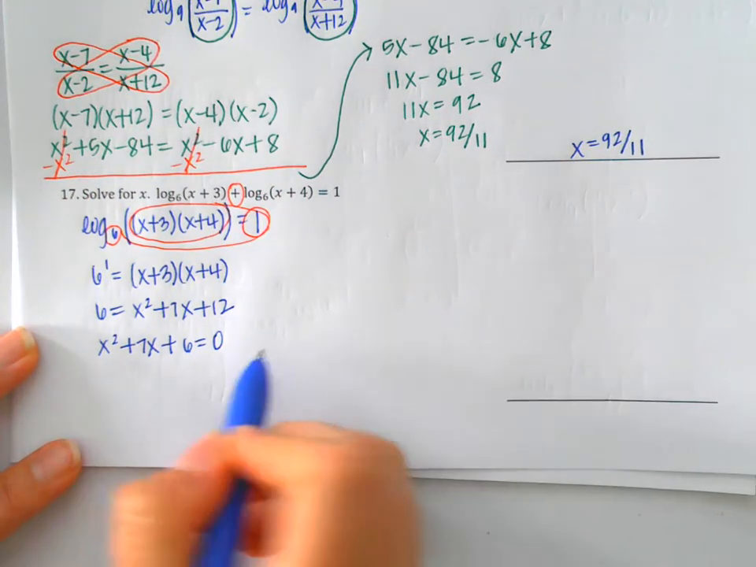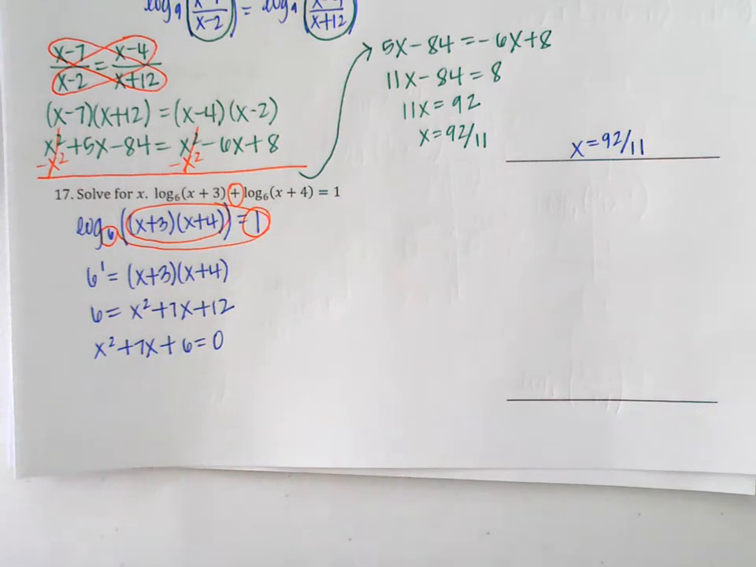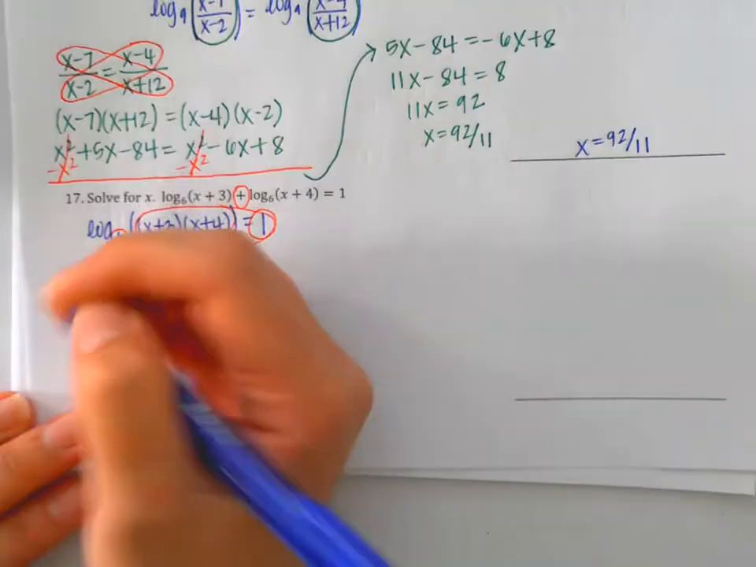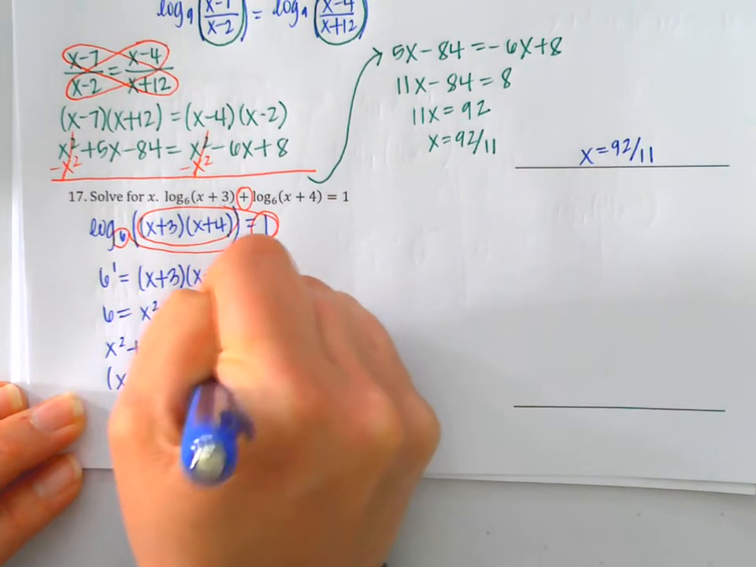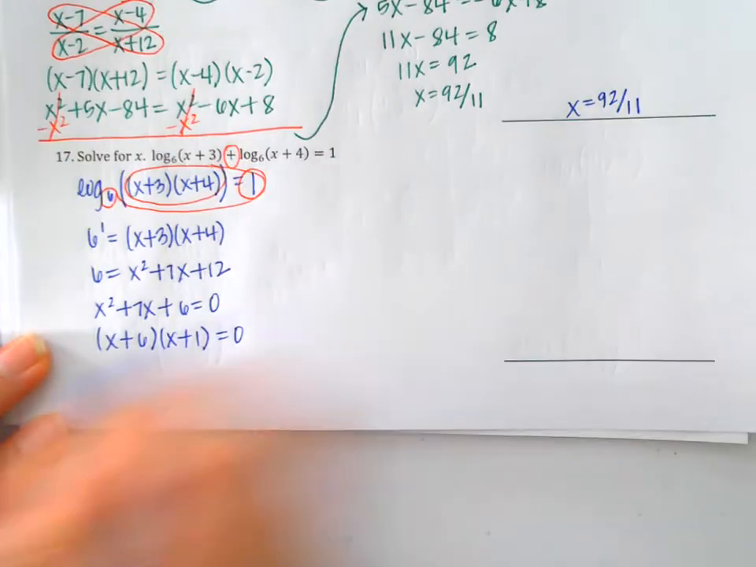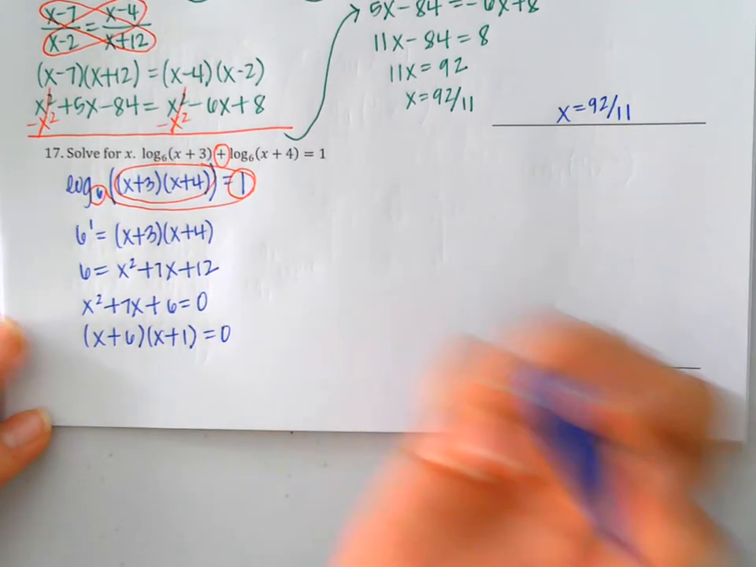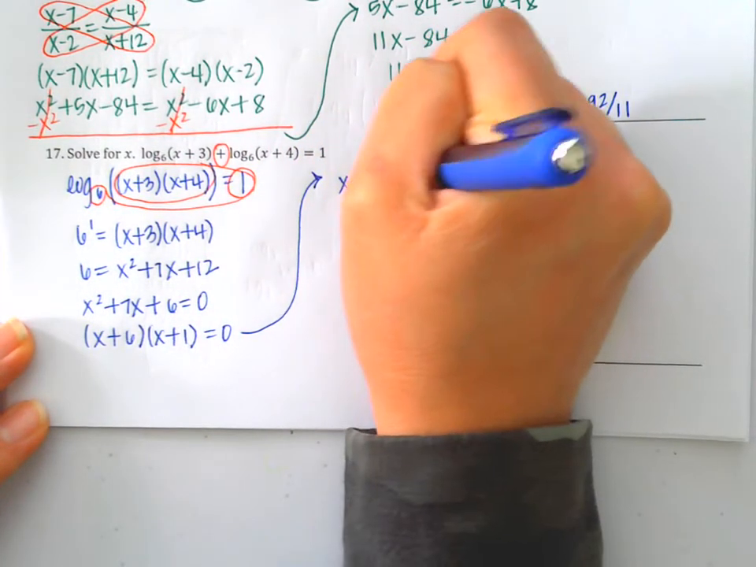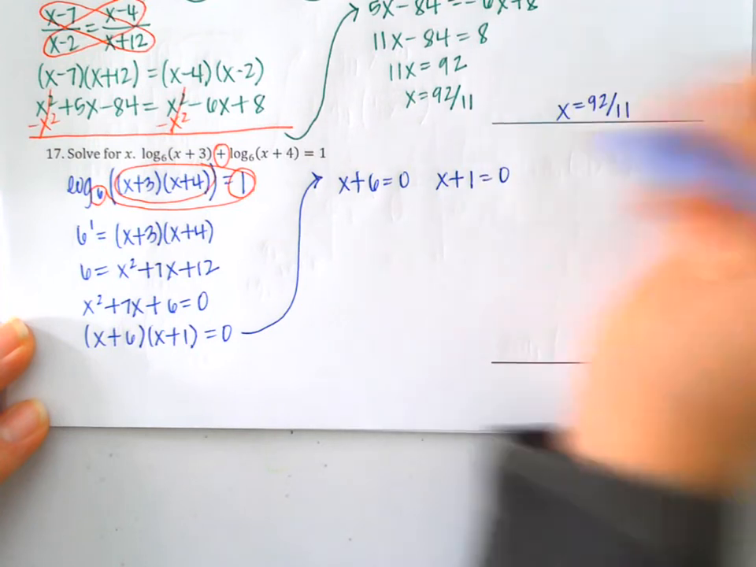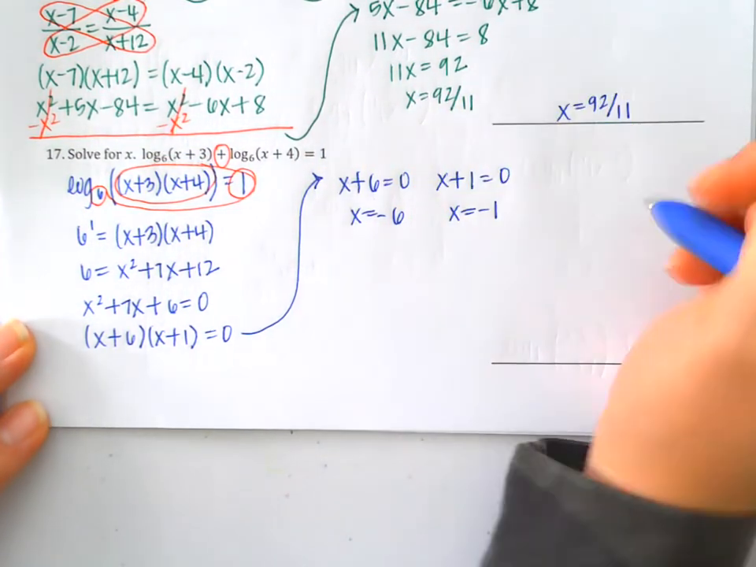And then I can think, okay, can I factor? Do I know two numbers that multiply together to get me 6 and add to get me 7? And I do. That's 6 and 1. And now I can set my factors equal to 0. So x plus 6 equals 0, and x plus 1 equals 0. So I get x equals negative 6, and x equals negative 1.